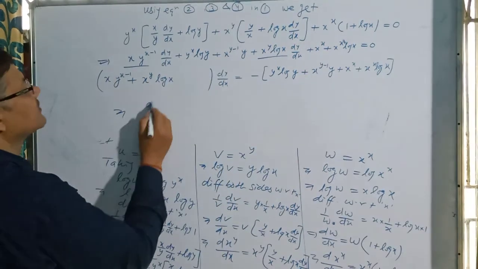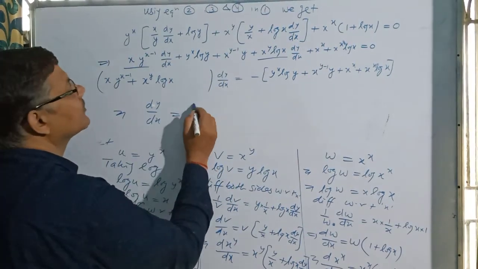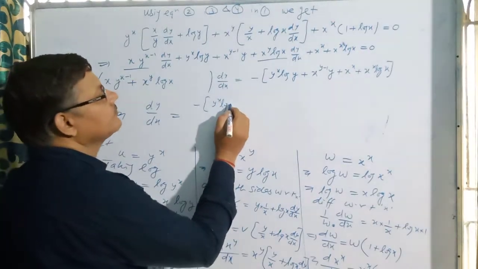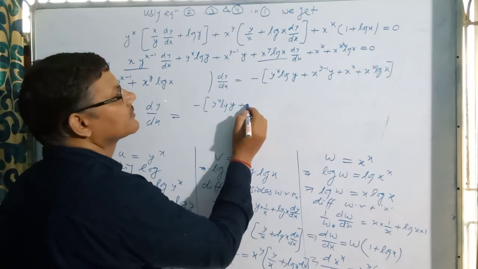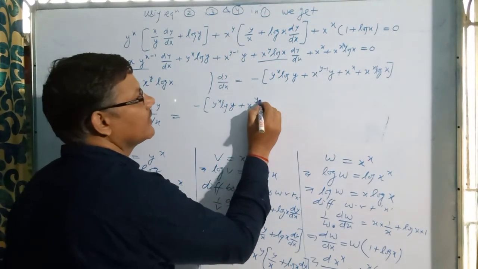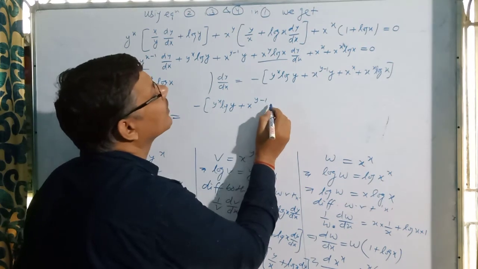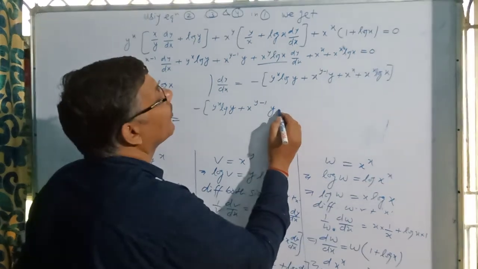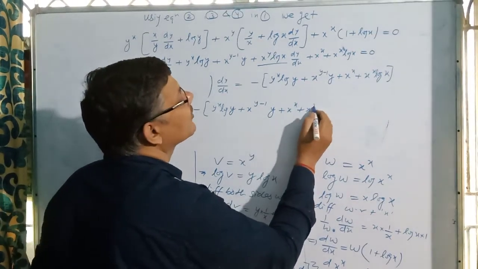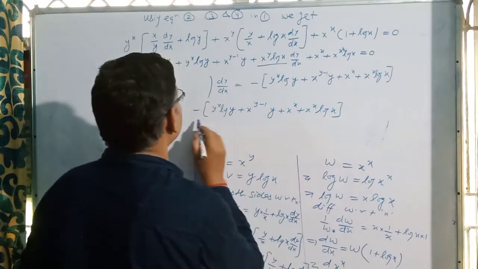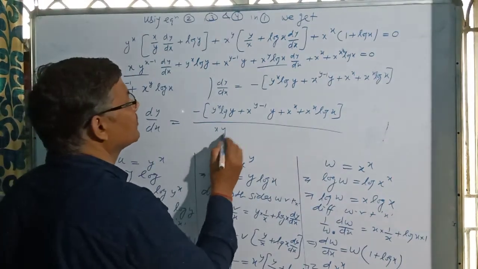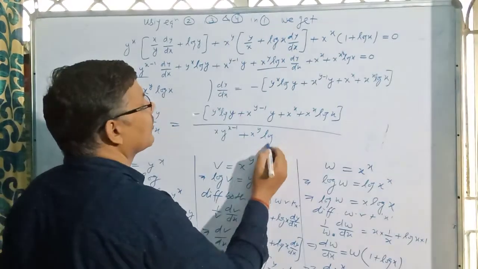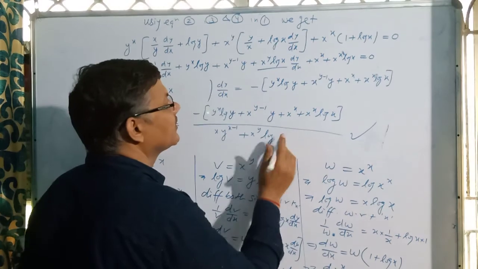Now it implies dy by dx is equal to minus, that is y power x log y plus x power y minus 1 into y, plus x power x plus x power x log x, whole divided by x y power x minus 1 plus x power y log x. This is the value of dy by dx.